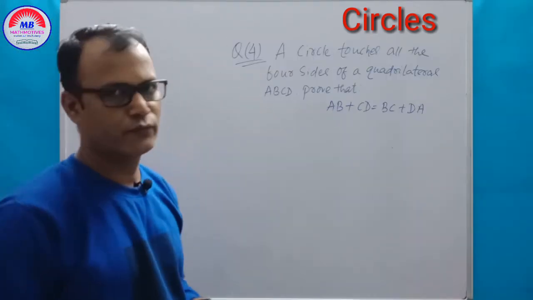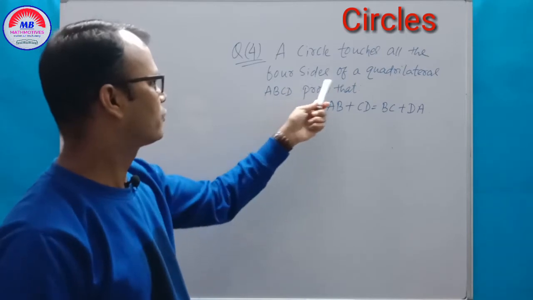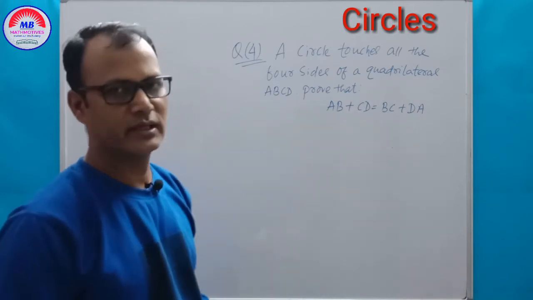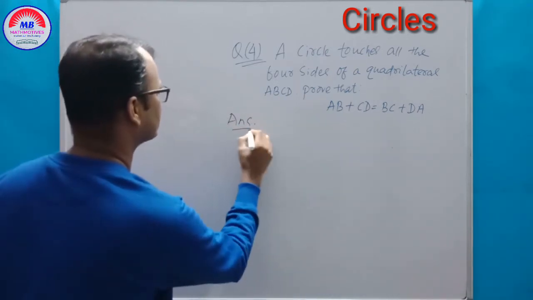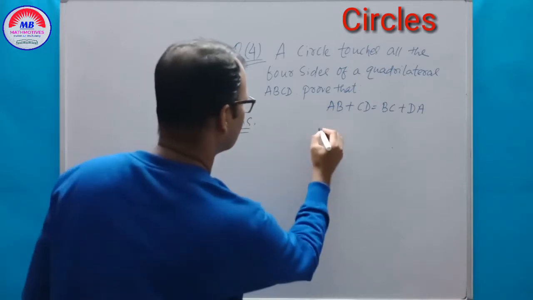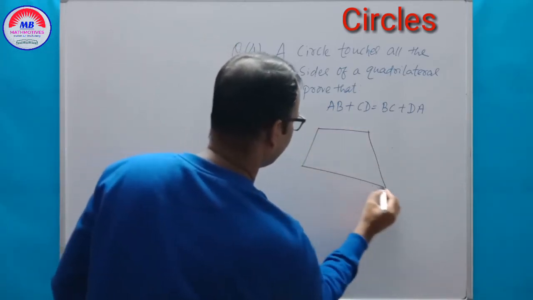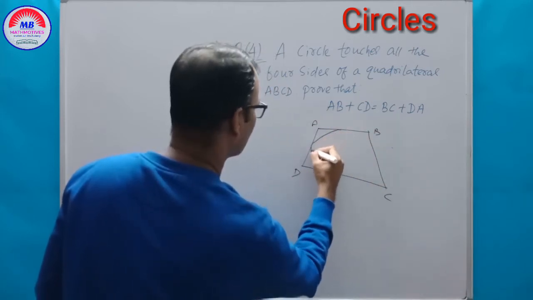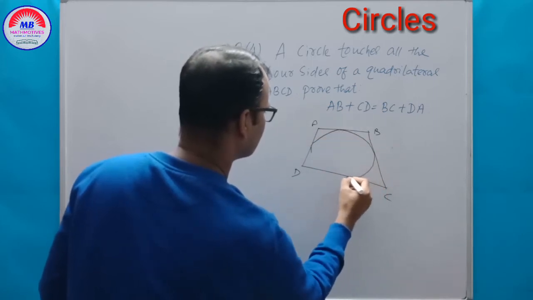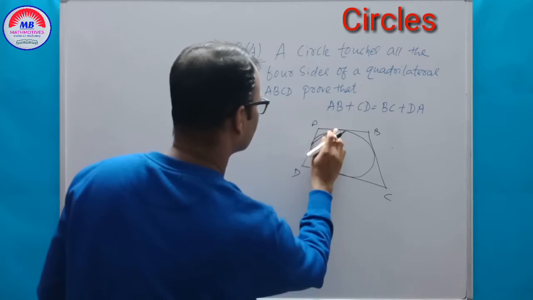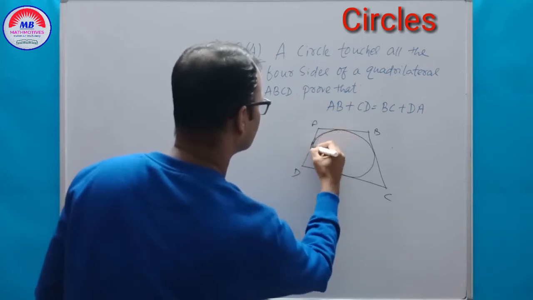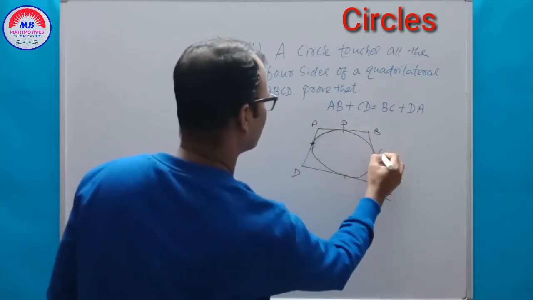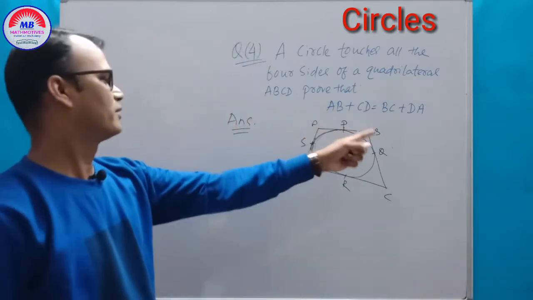Clear? Question number 4. A circle touches all the four sides of a quadrilateral ABCD. Prove that AB plus CD is equal to BC plus DA. See, the circle touches all four sides; let the quadrilateral be like this, any type of quadrilateral you can draw. This is the circle shape. Let the points of contact be P, Q, R, S.